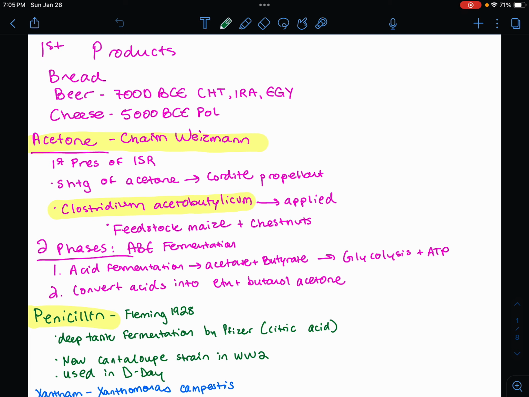Alright, so Applied Micro, we're going to be looking at the products used in medicine, food manufacture, and industrial applications. In the professor's notes, it says that you have a combination of all these sciences. It's a scientific discipline that deals with the application of microorganisms and using these applications in biotech, agriculture, medicine, food microbiome, and bioremediation.